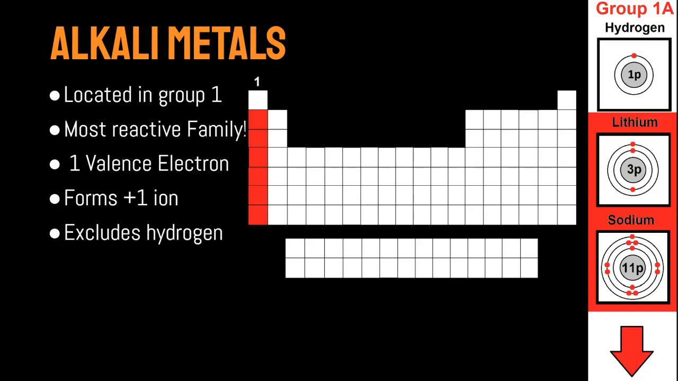They have 1 valence electron, and they form a +1 ion, meaning in order to make themselves stable, they need to give away that 1 valence electron to another element. The exception to this rule is hydrogen. So even though hydrogen is in that first column, it is not part of the alkali metal family. It is not a metal.